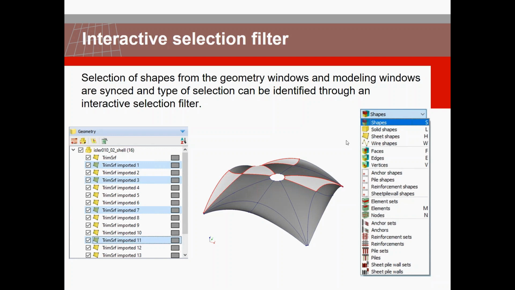Another improvement that we have done is the synchronization of the geometry dialog box and the working environment. We have also introduced a nice and interactive selection filter. That means that from the working window, if you select any geometry shapes or any object, the corresponding parts and items will be highlighted in the geometry window, and the other way around. And if your model is composed of a series of shapes, elements, nodes or sets, based on the corresponding filter, you can easily highlight and select those specific items or sets that you are looking for.